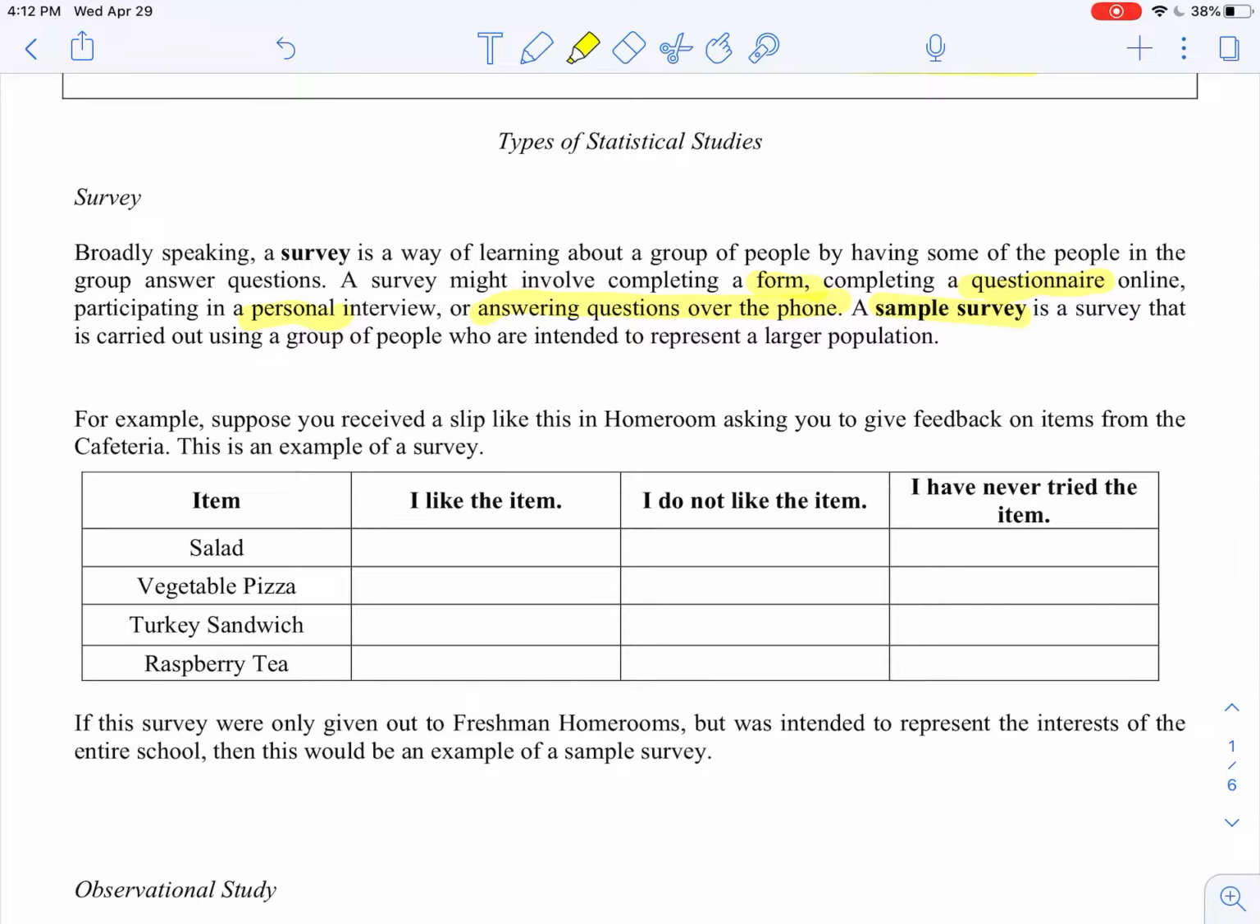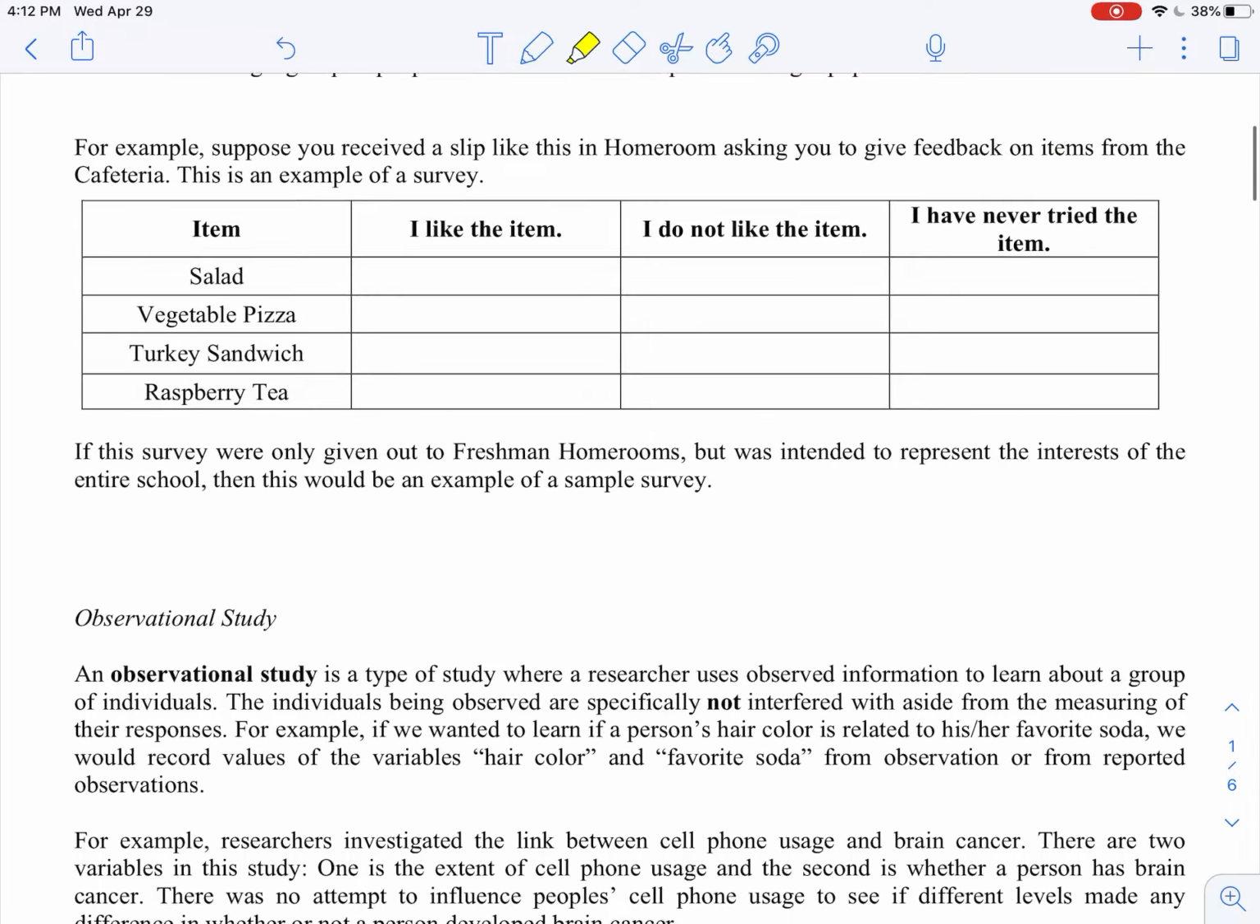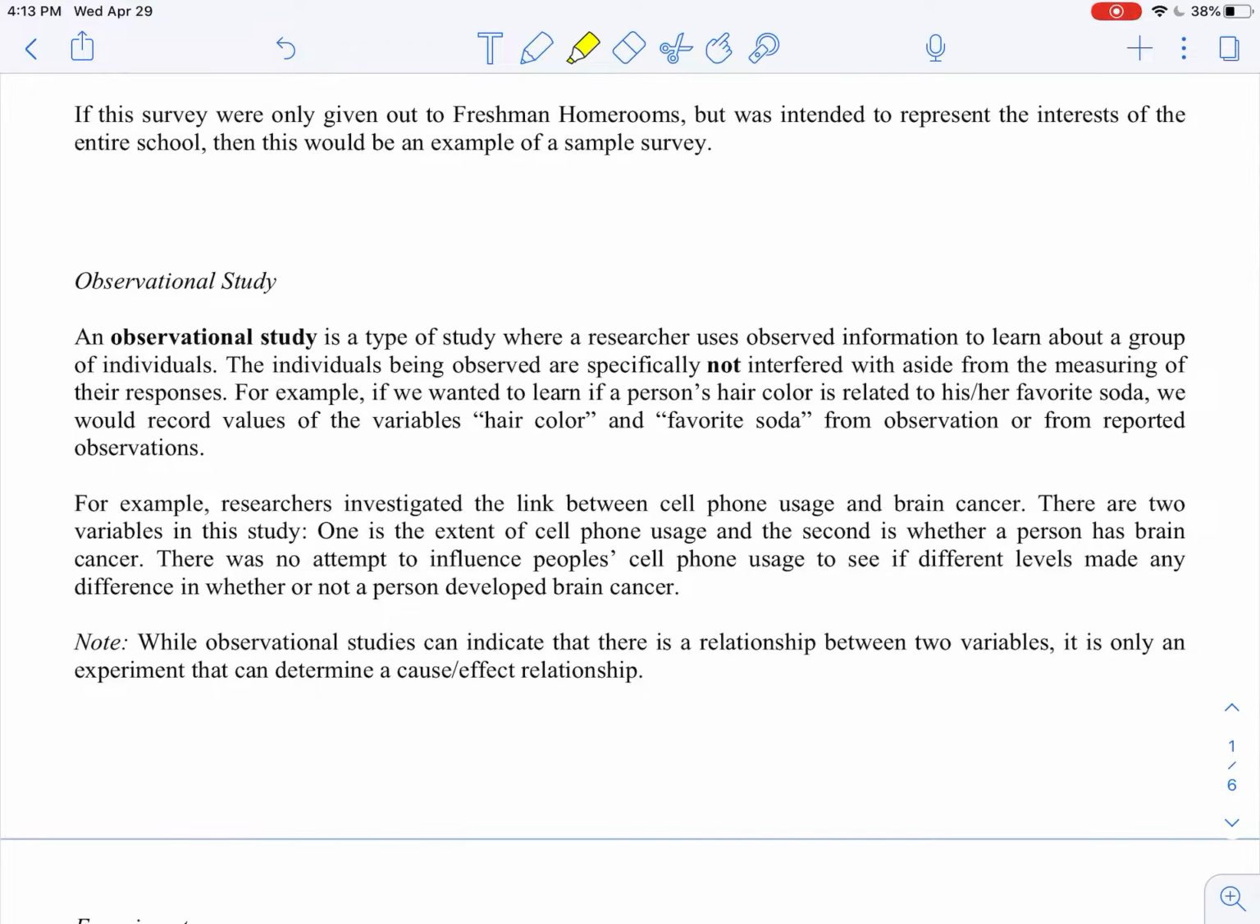So here would be an example, like for example in homeroom, if you were asked to give feedback on items for the cafeteria, here's an example of a survey. People would check off, I like it, I don't like it, and then eventually think about it. You would take that data, you would organize that data, and then you would use it to draw conclusions about, should we offer raspberry tea in the cafeteria, or should we take away turkey sandwiches because people don't like them, or something like that. So let's take a look at a second type of survey.